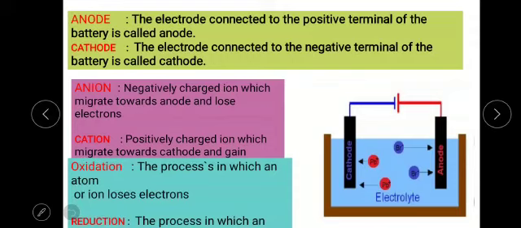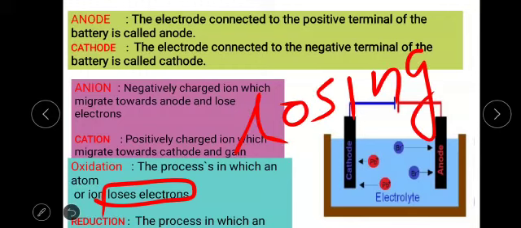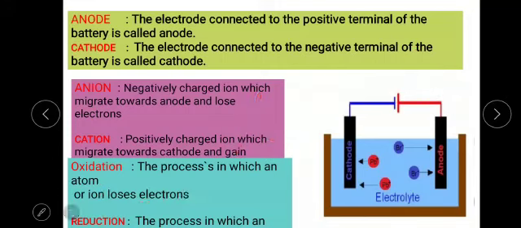Let me move to the next point, that is oxidation and reduction. Oxidation in chemistry means losing of electrons. Simple, keep it in your mind. For the time being, losing of electrons we call oxidation, and gaining of electrons is called reduction.